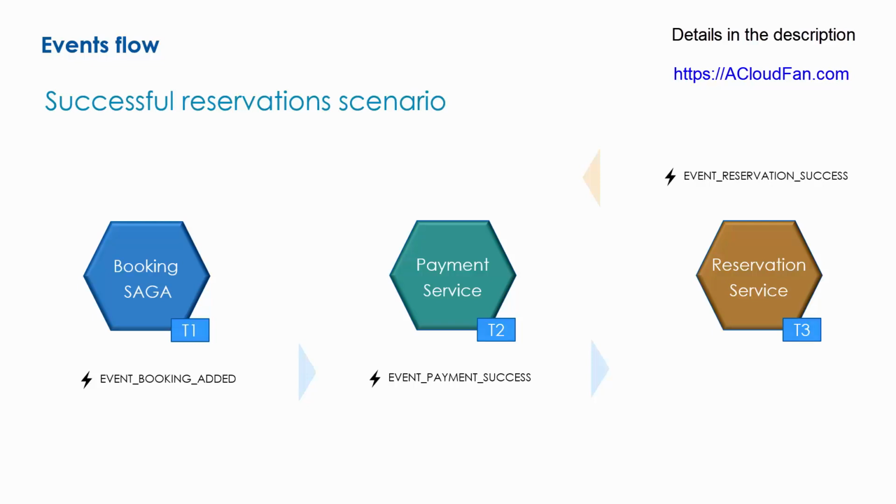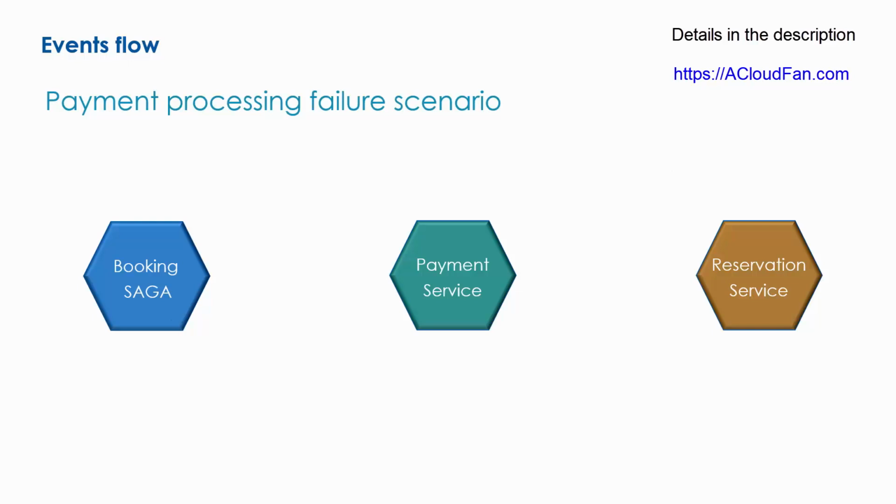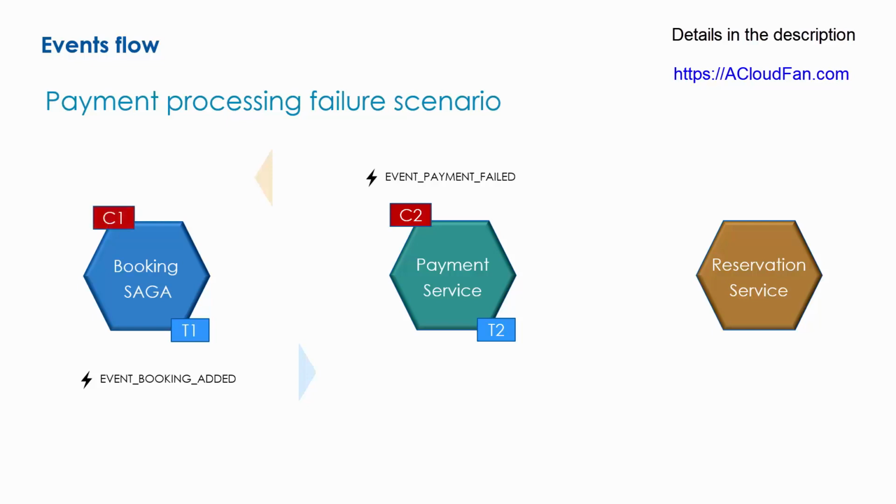Next, let's go over a scenario in which the payment service failed. So booking SAGA service emits the event booking added. The payment service tries to process it and there is a failure. So the payment service executes a compensating transaction and emits the payment failed event, which is received by the booking SAGA service. The booking SAGA service marks the booking as failed.